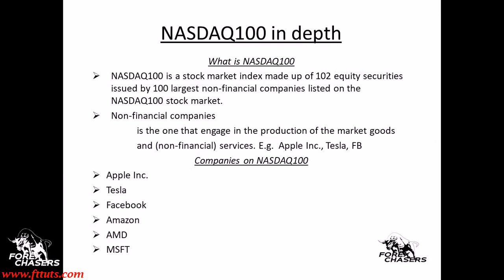So Nasdaq 100 is a stock market index made up of 102 equity securities issued by the 100 largest non-financial companies listed on the Nasdaq stock market. So that is basically the definition of Nasdaq.